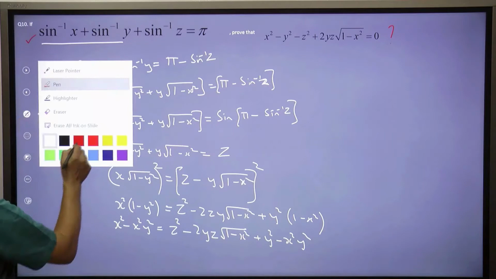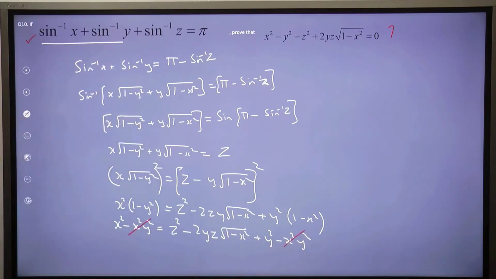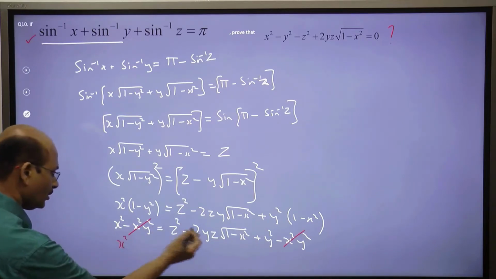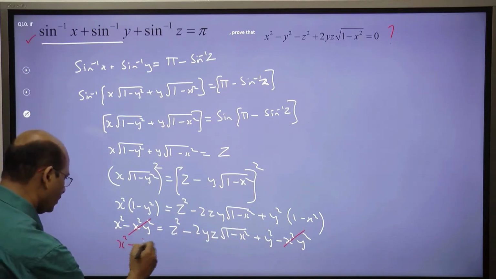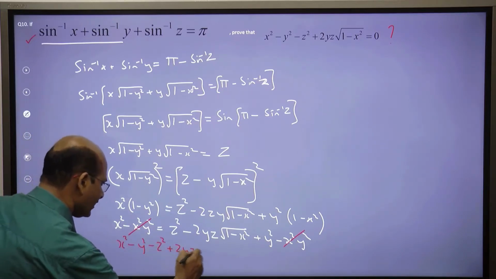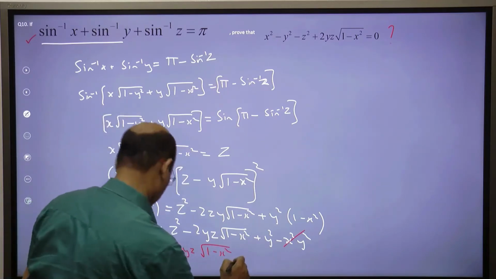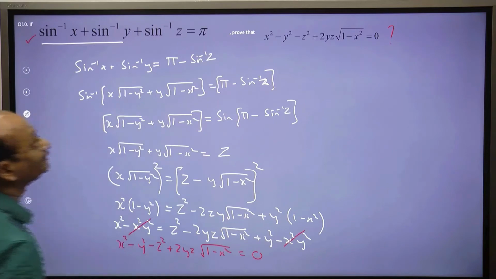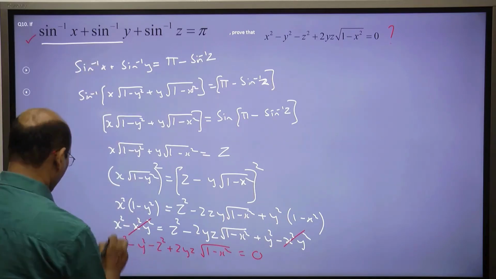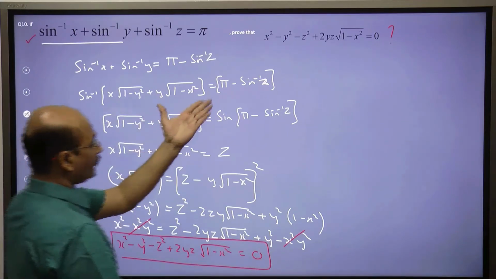So just see now, I cancel this out, minus x square y square and minus x square y square cancel. My job is over, because that's what they are asking. Take everything on this side. So this will be x square minus y square minus z square plus 2yz root of 1 minus x square is equal to 0. Wow. I got the exact proof here.